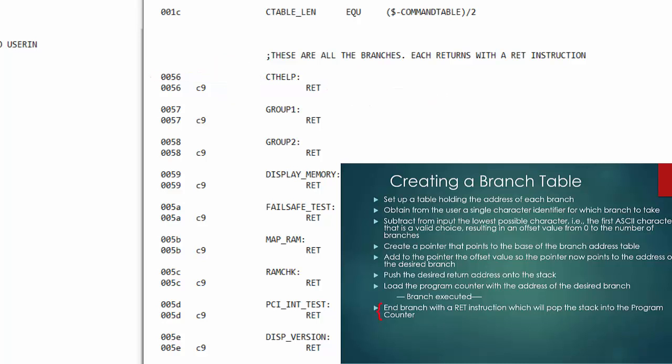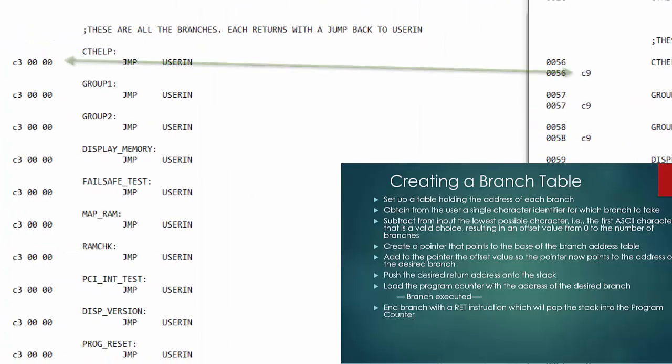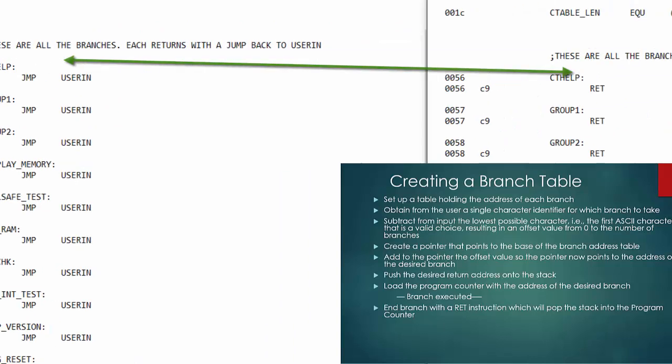So the first thing you notice is that each branch only requires 1 byte in addition to the code in the branch. Just that 1 byte for the return. Where before, when we were doing the compare immediate and we were jumping back, it required 3 bytes, the jump instruction, and then 2 bytes for the address that we were jumping to.